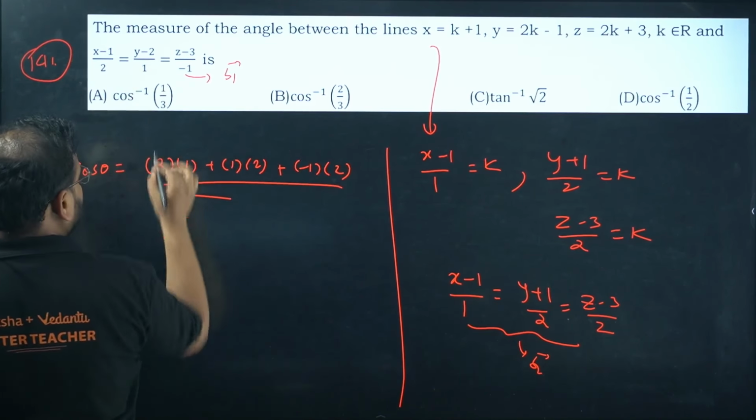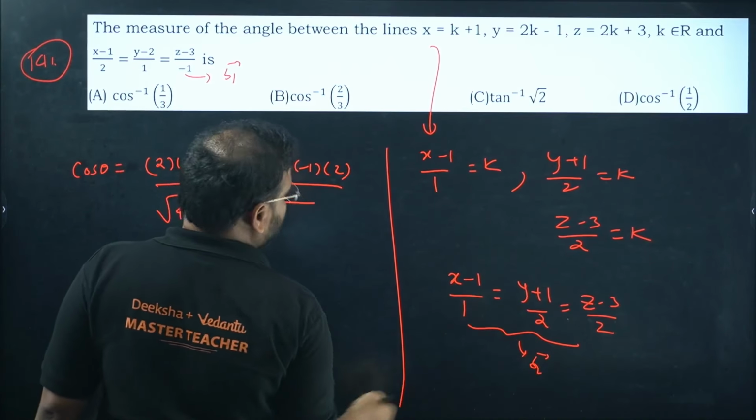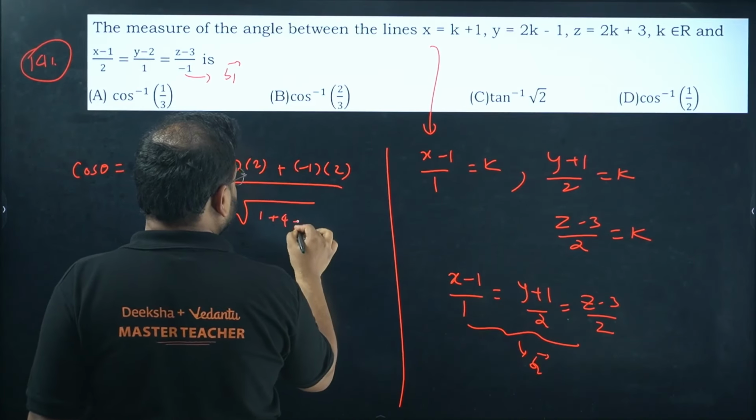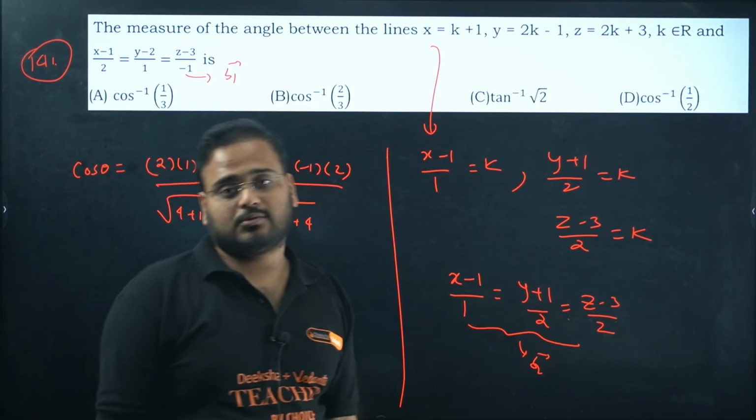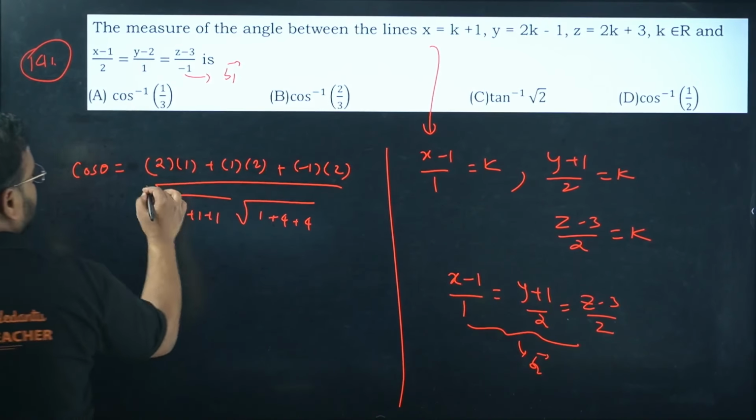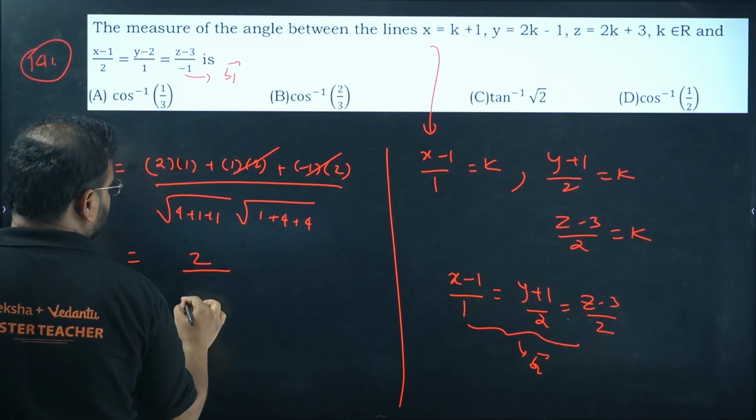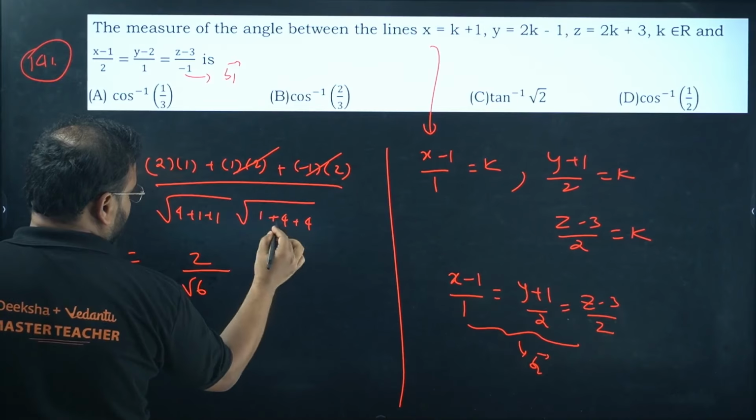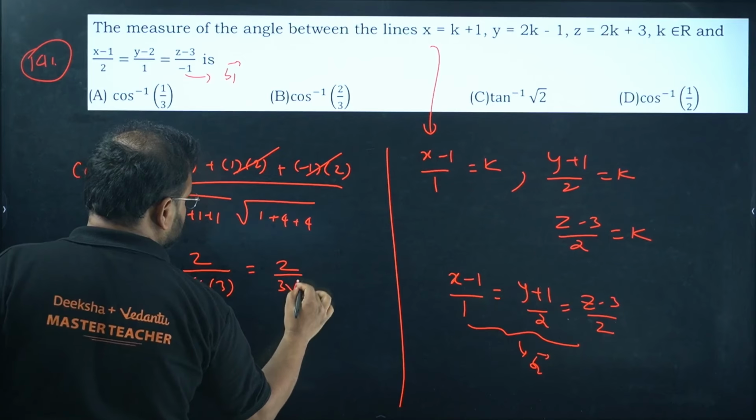Modulus 2 plus 1 plus 1 means 4 plus 1 plus 1. And over here 1 plus 4 plus 4. 1 plus the square of the coefficients. Check here, because the components 1 plus 2 plus 2 square, so 9. This is 2 minus 2, so cancelled. We have here 2 in the numerator. This will be root 6. This is 4 plus 4 is 8, plus 1, 9. So 3. The answer is coming as 2 upon 3 root 6.